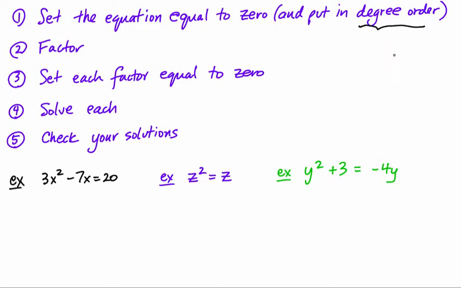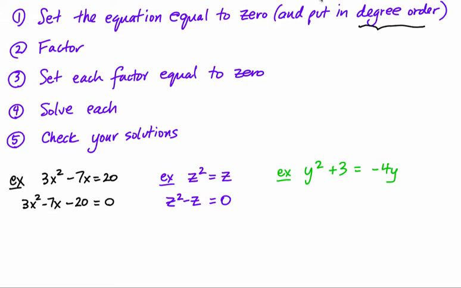To do that with the first equation means that I take this positive 20 and I need to move it to the other side so that this is equal to 0. That means I'm subtracting 20. So there's the x squareds, and then the x's, and then we subtract 20. To do it for the second equation, I have to get this z to become 0. And so I subtract z on this side to get 0, and I subtract a z on this side, so I get z squared minus z. That's in degree order of the squared ones then the regular ones.